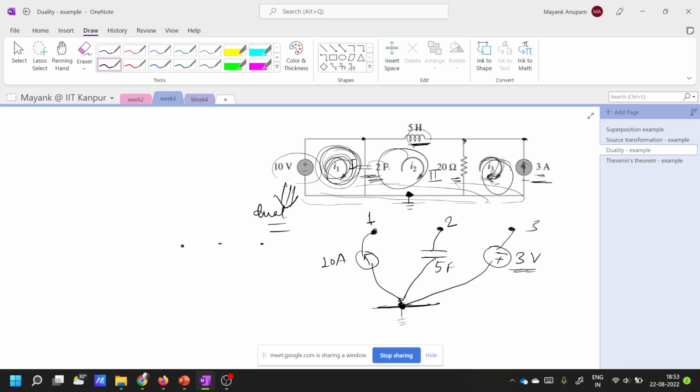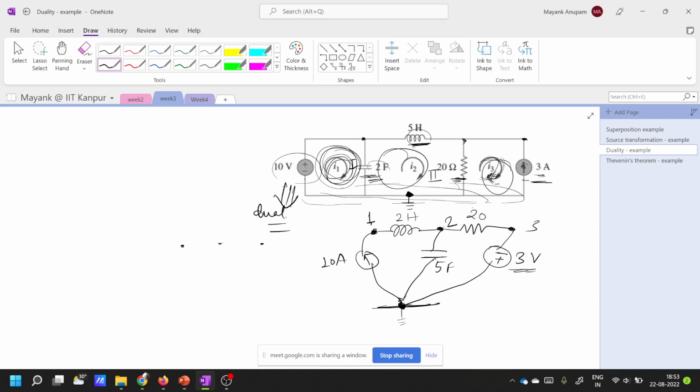Now tell me what happens to this 2 farad and this 20 ohms. Between nodes 1 and 2, an inductor will come, sir. Very, very good. 2 Henry, which is equal to 2 Henry, right? Yes. What happens to this 20 ohms? Between 2 and 3, conductance 1/20.